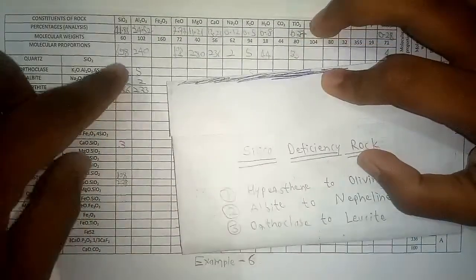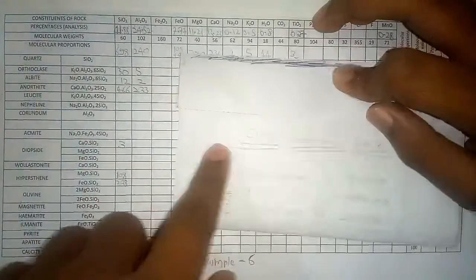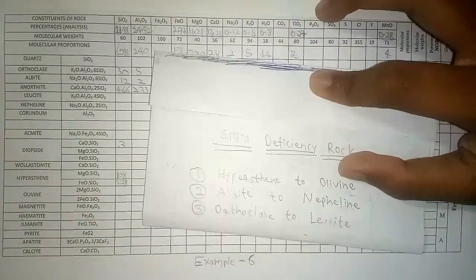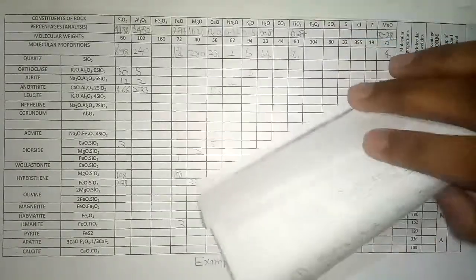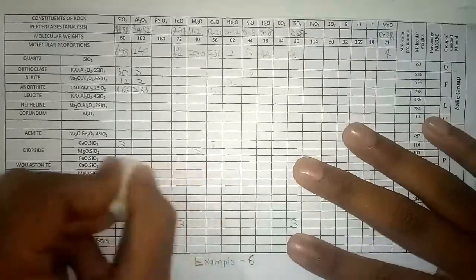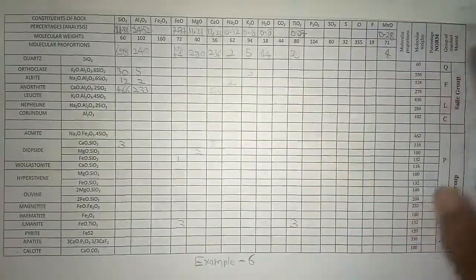So see, when there is a silica deficiency rock, as you can see, when you do the sum of this, it is greater than 698. So now we have to change this rock first from hyperstene to olivine. Okay, so first thing we will do is go from hyperstene to olivine. So we will rub this line because now we have to convert this hyperstene to olivine. I am rubbing everything. Yeah, rubbed.